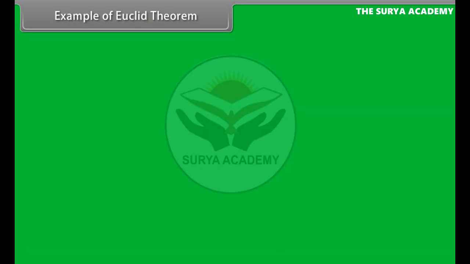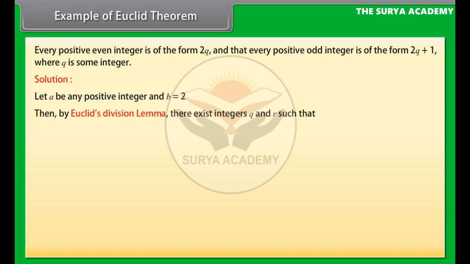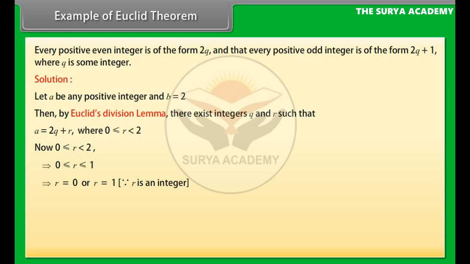Example of Euclid theorem. Let us now prove that every positive even integer is of the form 2q and that every positive odd integer is of the form 2q + 1, where q is some integer. Solution. Let a be any positive integer and b = 2. Then by Euclid's division lemma, there exist integers q and r such that a = 2q + r, where 0 ≤ r < 2. Now, 0 ≤ r < 2 implies 0 ≤ r ≤ 1, which implies r = 0 or r = 1, because r is an integer. Therefore, a = 2q or a = 2q + 1.